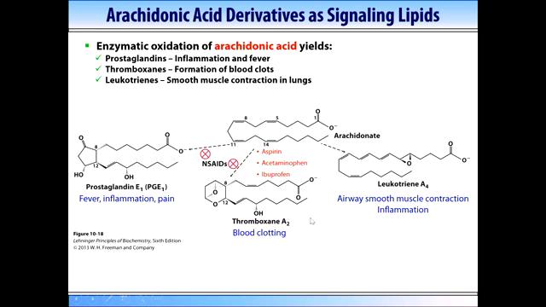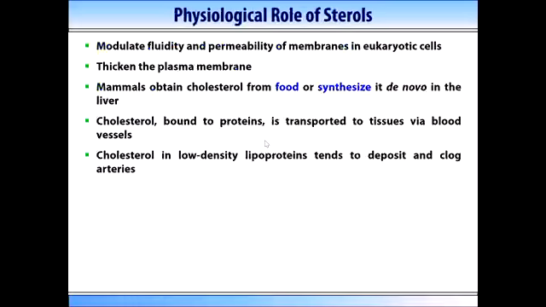For example, arachidonic acid. Arachidonic acid, we had it in this table over here.